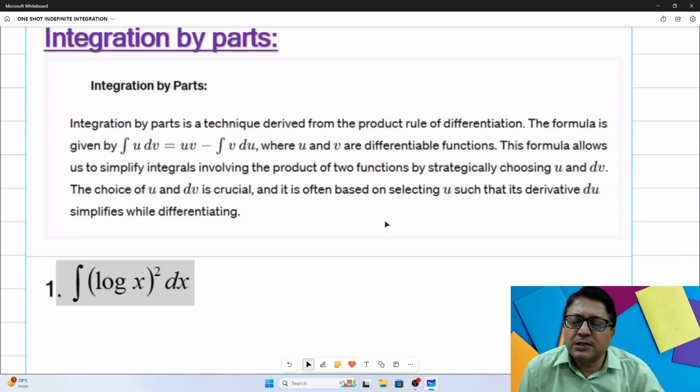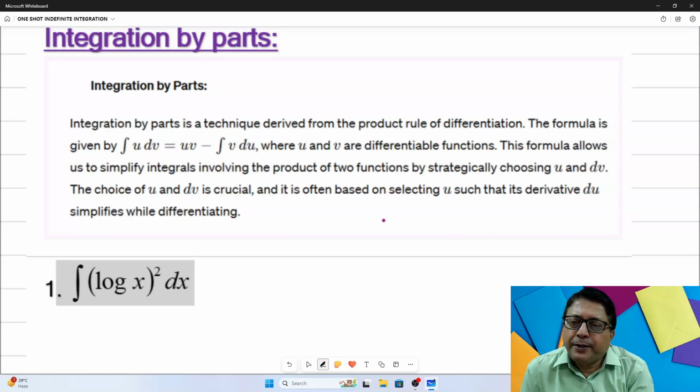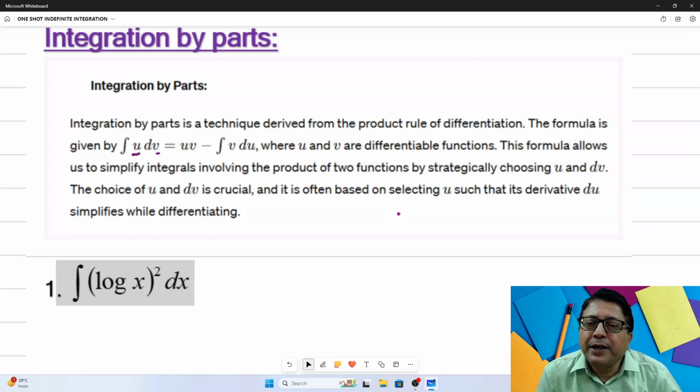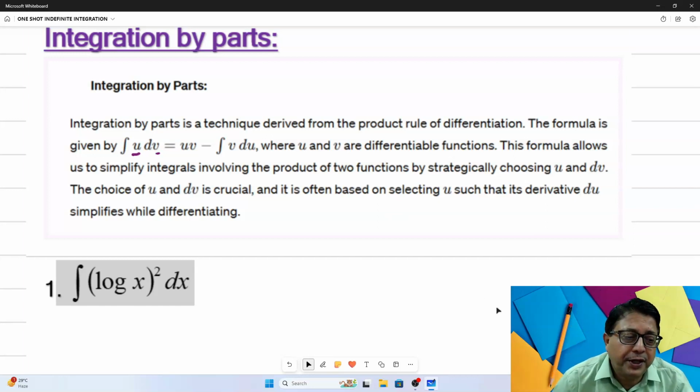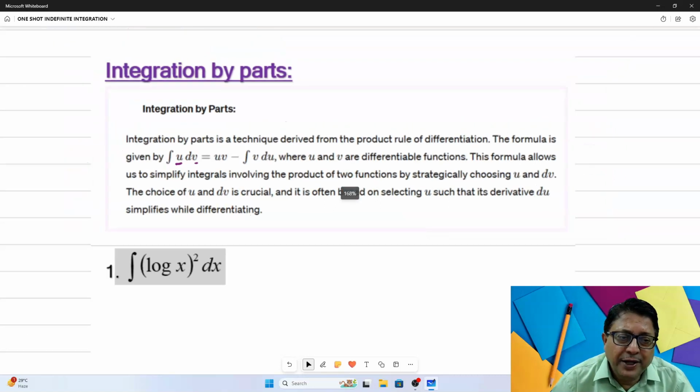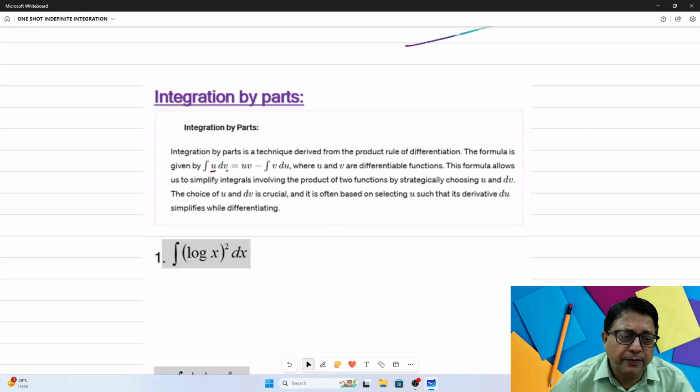Integration by parts. If you take a product of two functions, they are of this form. One function is u, the other function is v. Then it is uv minus integral of v du. Is that clear? Maybe it is not a very convenient form for you.